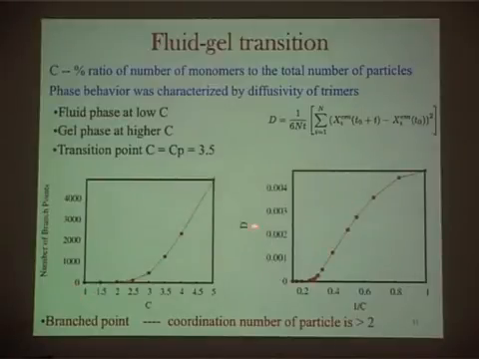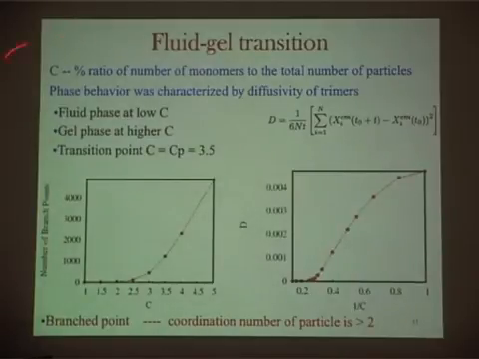And you can look at the diffusion coefficient of these beads as a function of inverse concentration. At a concentration of about 3.5, you see the diffusion coefficient go to 0, and that's the gel point. So when the concentration is about 3.5, the system forms a gel.